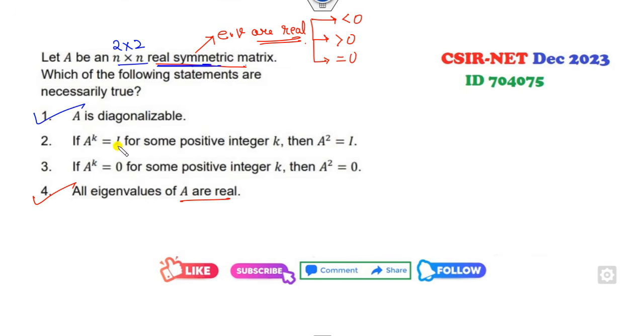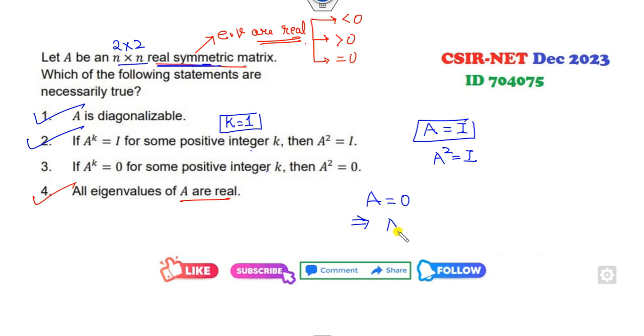If A raised to power k for some positive k, choose k is equal to 1. If A is equal to identity, A square is also identity. Fine. Again for this, if A is equal to 0, that means A square is also 0. So that means this option is also correct. So all these options are my right. So this is the way you can solve all these eigenvalues related problem.